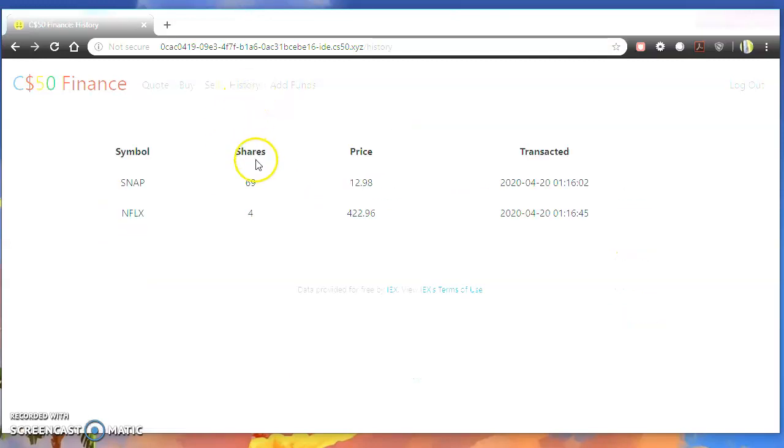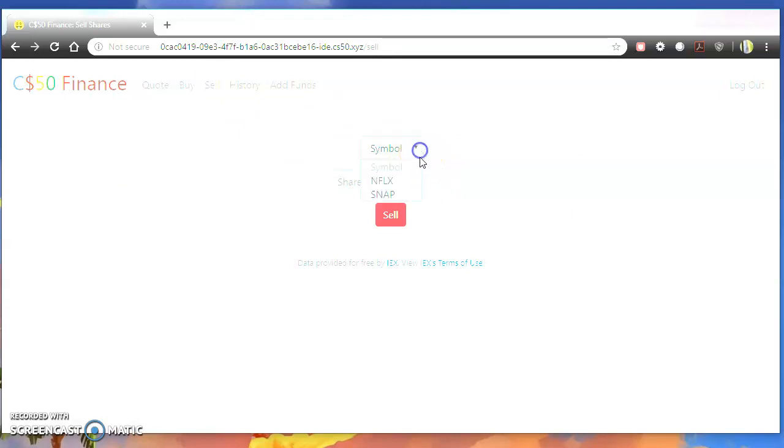We can go to the history and check how many shares we have, the price. This is not how many shares we have. This is just the history of the transaction. So how many shares were bought, at what price, and what is the actual time that this transaction occurred. And lastly, we can go on ahead and try to sell some of those shares we have.